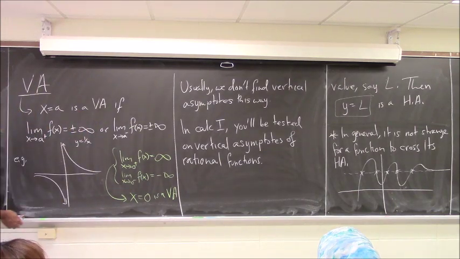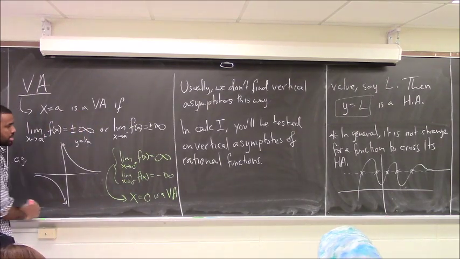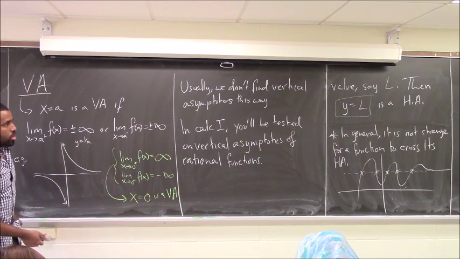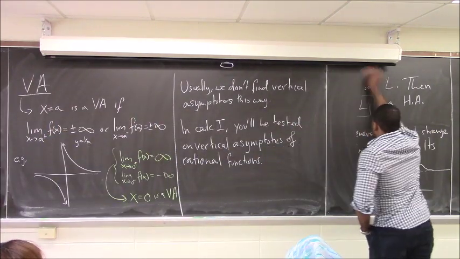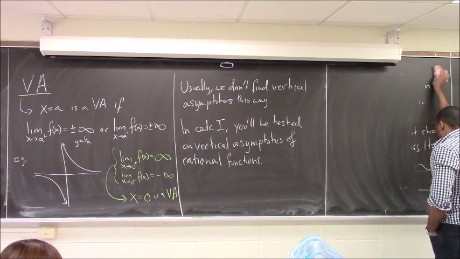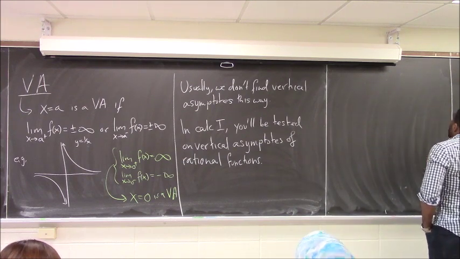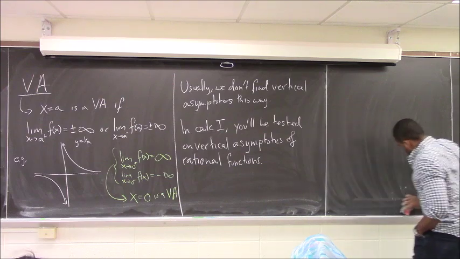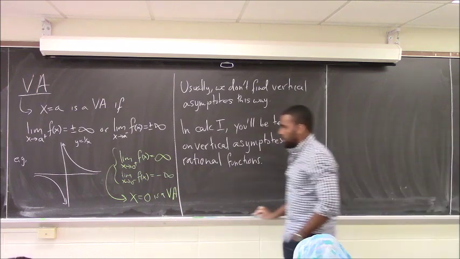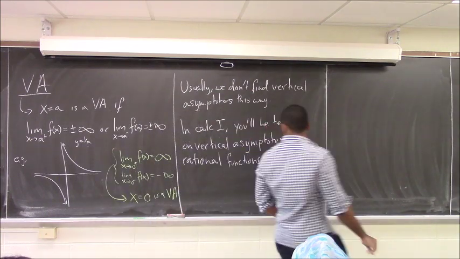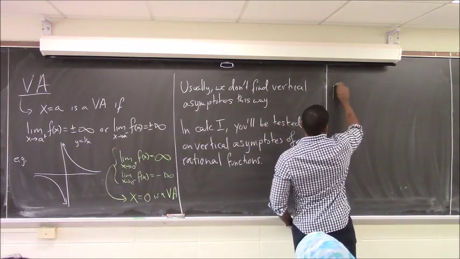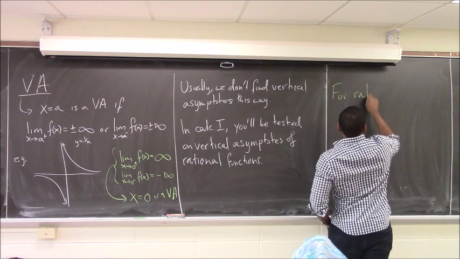And for those, it turns out that there's an easy way to check where vertical asymptotes occur. And you don't really have to do a limit, but you do have to be able to simplify it. Let me tell you how that works here for rational functions.